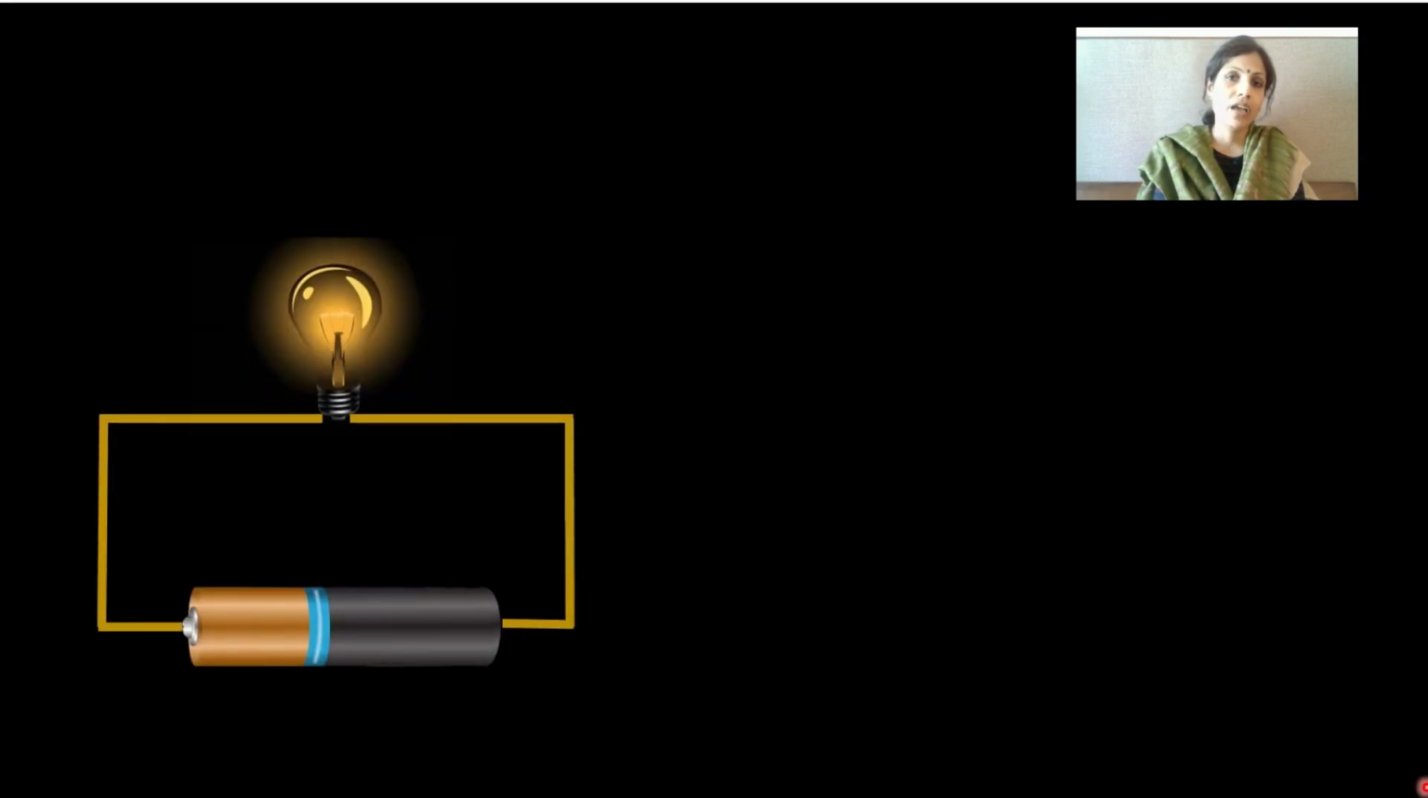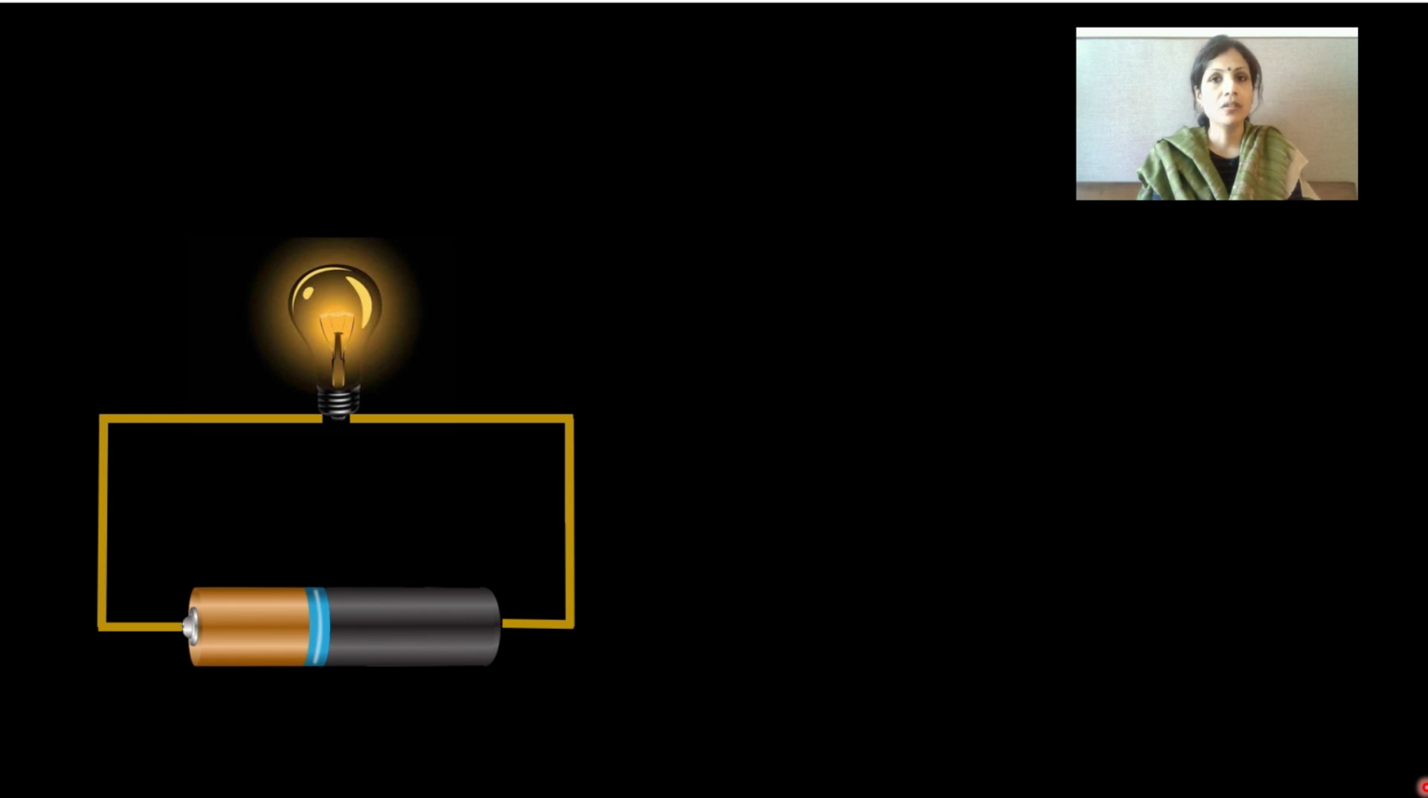So far we have learned that the only way to produce electricity is with the help of a cell or a battery. But this is all right, and this is very convenient when we are using batteries in toys or in clocks or even in your mobiles.